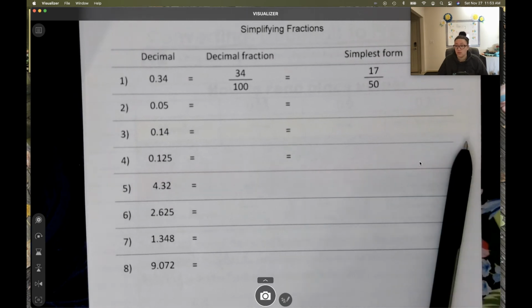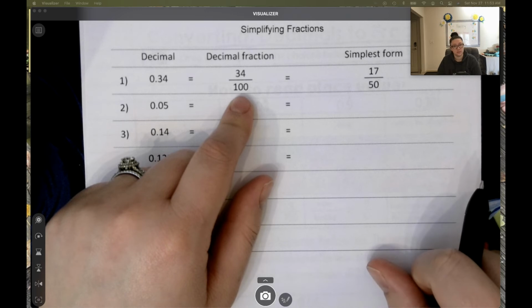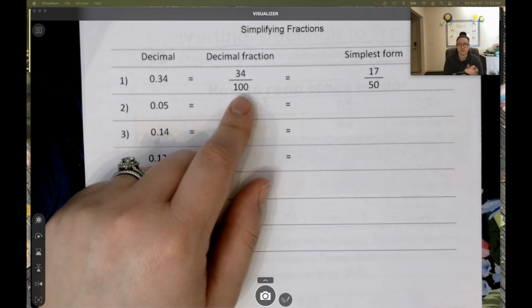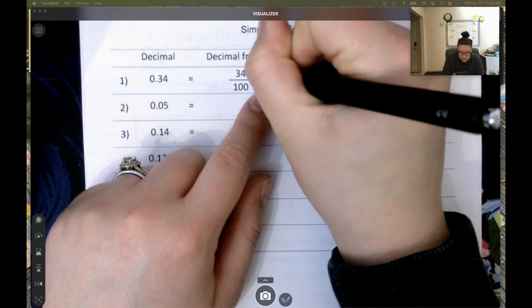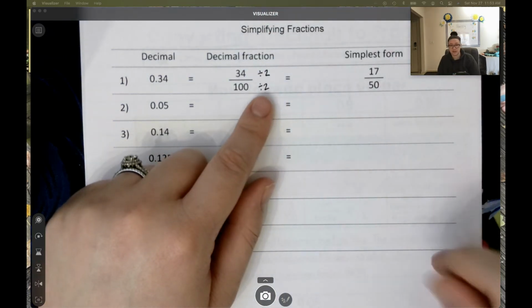So what we can do to turn those fractions, if we can simplify them, is look for greatest common factors, or numbers that would divide into my numerator and my denominator. There are a few different strategies. One, if I look at 34 and 100, I see they're both even. What number do I know automatically goes into every single even number? 2. So I can divide my numerator and my denominator by 2, and that will help simplify that fraction for me.